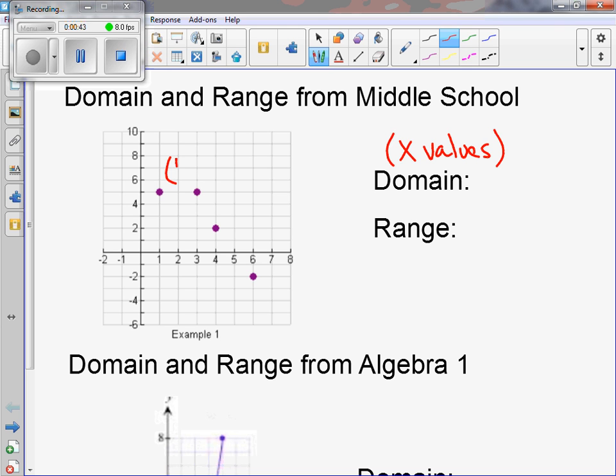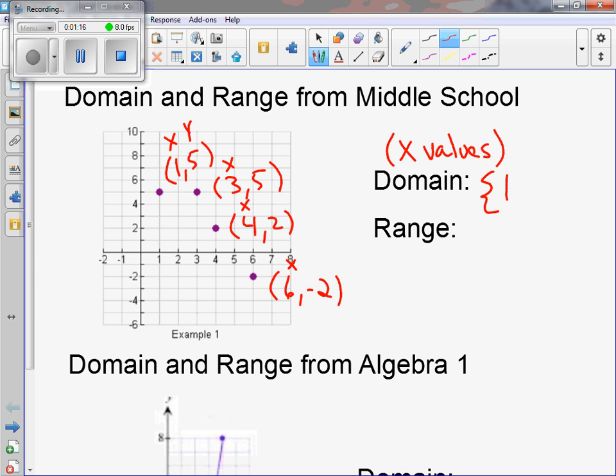We have (1, 5). It's like (3, 5). (4, 2). And (6, 2). Well, if we're looking for the domain, we're going to look for all the x values. X values come first, as in x and y. So looking at all our x values, put them in order from least to greatest. They also have to be left to right. Put them in brackets: 1, 3, 4, 6. And that is our domain. This is what you did in middle school.